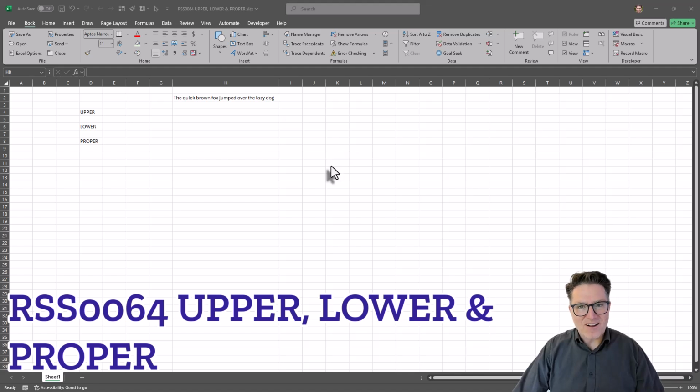Hi, this is Rock. We're going to look at the functions for upper, lower, and proper. And these are very straightforward and easy to understand, so this should not take long.